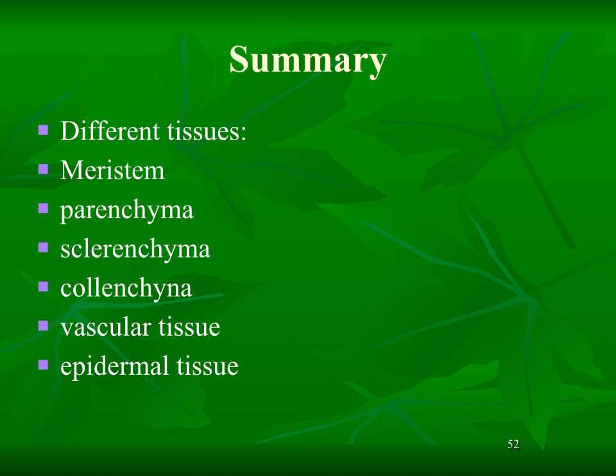So what have we learned in this lesson? We've discussed the different tissues. You've got your meristem, parenchyma, sclerenchyma, collenchyma, vascular tissue and epidermal tissue. And that concludes our lesson. The end.